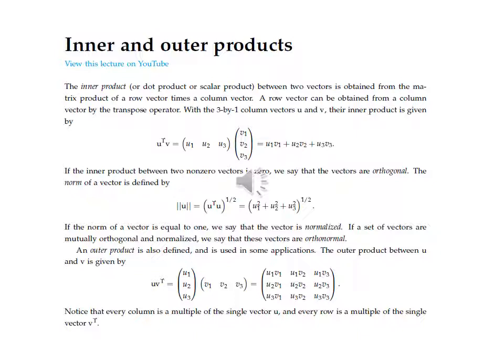An outer product is also defined and is used in some applications. The outer product between U and V is given by this shape. Notice that every column is a multiple of the single vector U and every row is a multiple of the single vector V transpose. This is what I want to say about inner and outer products.